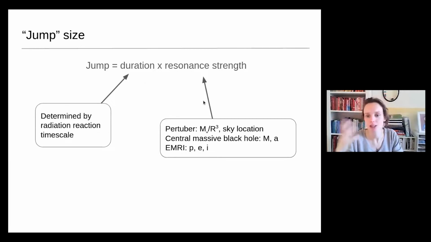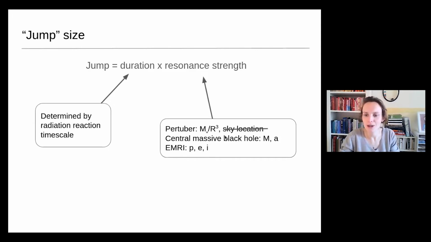And the strength of the resonance is, of course, set by this ratio of the mass of the perturber to the distance to the central massive object, its sky location, so whether it's, say, in the equatorial plane or closer to the spin axis, the parameters of the central massive black hole, so its mass and spin, and where during the whole inspiral the resonance occurs. So those essentially depend on the parameters of the EMRI. So what is its semi-latus rectum at the resonance? What is its eccentricity? And what is its inclination angle?